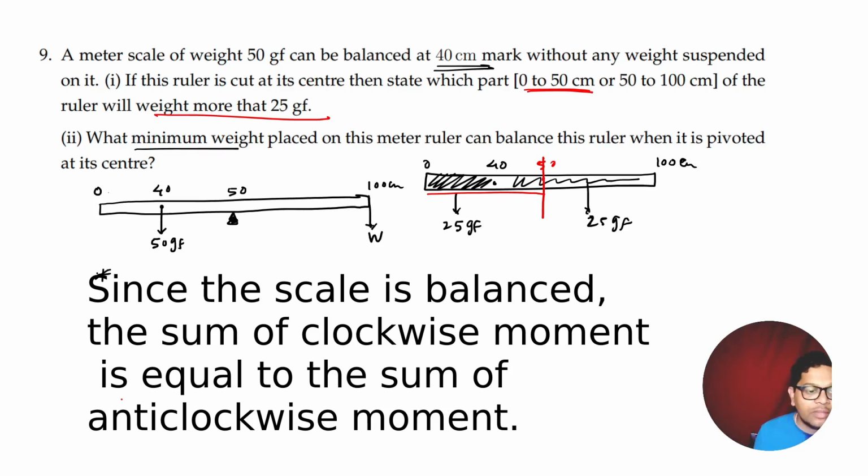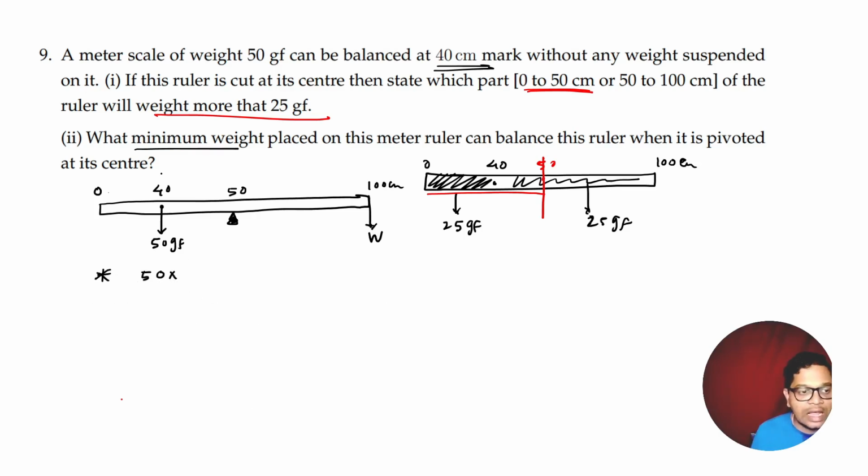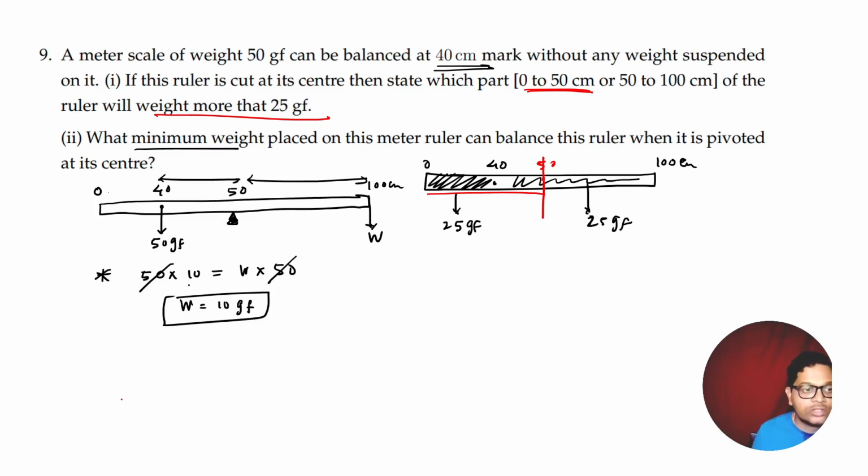Again, because the scale is balanced, the sum of clockwise moments and the sum of anti-clockwise moments will be equal. So that will be 50 into 10, which is equal to W into 50. That distance is 50, so 50 and 50 will get cancelled. W will be 10 gram force. So what is the minimum weight to be placed? You have to place the weight of 10 gram force at the 100 centimeter mark. Quite an interesting question.